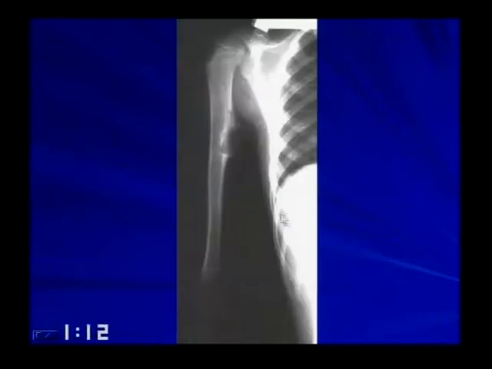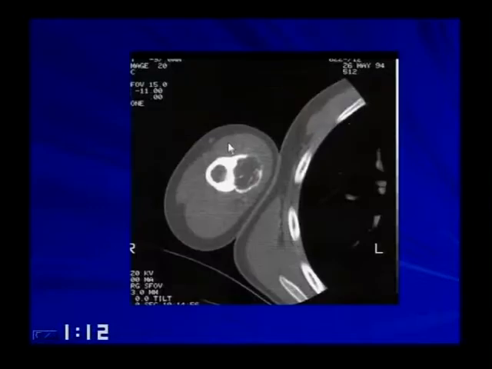This is a young patient that came in with this lesion in the mid-diaphysis of the humerus. Is it cortical or is it medullary? Does it have matrix? Well, the CT is very helpful here, and it shows us there is a surface lesion with punctate calcifications in it, and this is a juxtacortical chondroma.